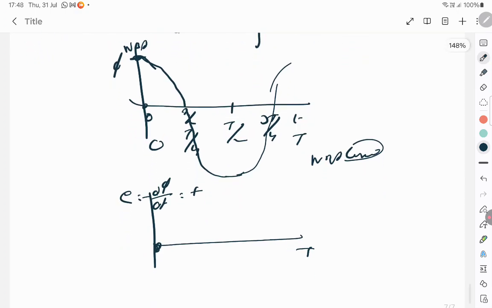So when you draw, it will be NBA when cos 0. It will start with plus NBA, and then at T by 2 it will become 0, and then when it is maximum, this is pi, and cos pi means minus 1. But whereas here it's NBA sin omega t into omega also, and sin pi will be 0.